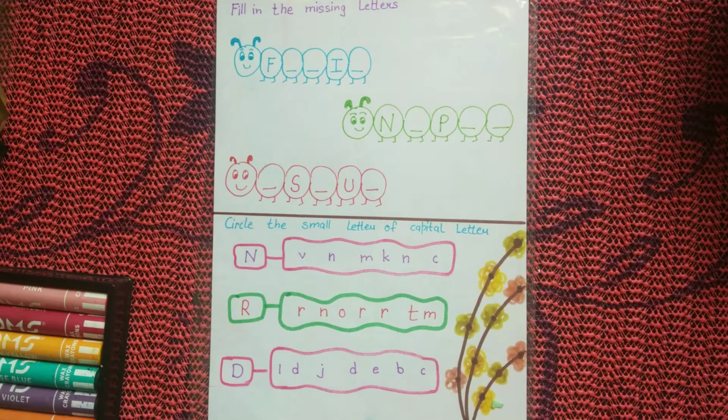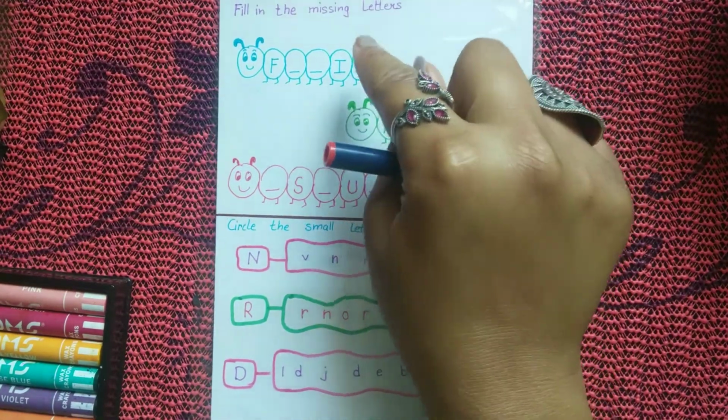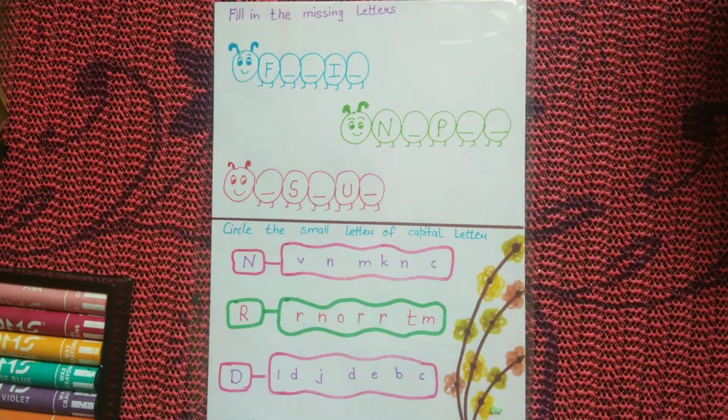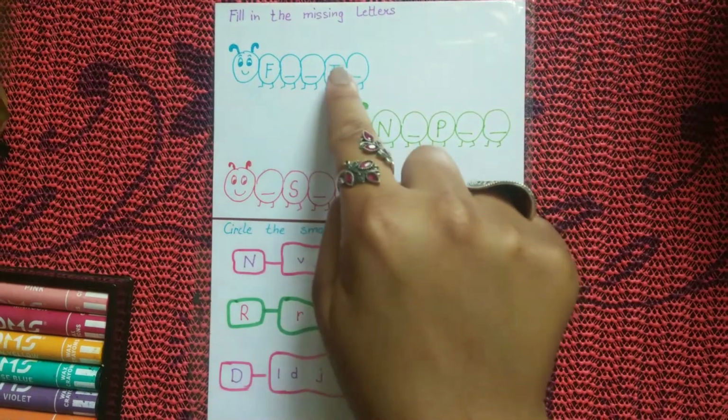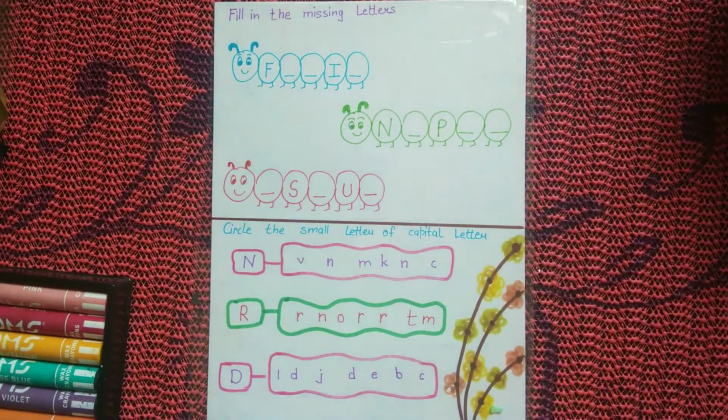Love to do. So let's get started. Here in my first worksheet we have to fill the missing letters. Can you see I have 3 caterpillars here for you. In these caterpillars we have a few letters written on them and a few are empty. So let's fill it. Look at the blue caterpillar first.